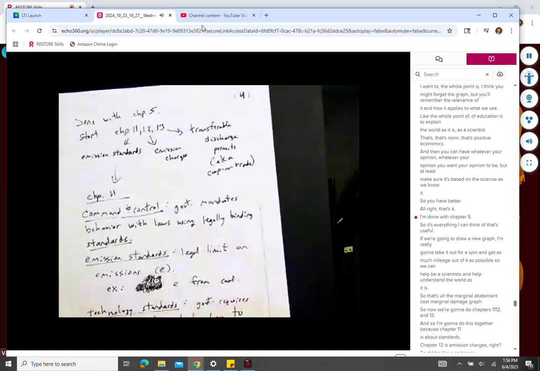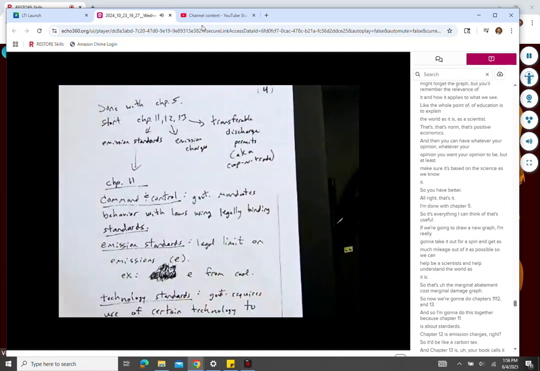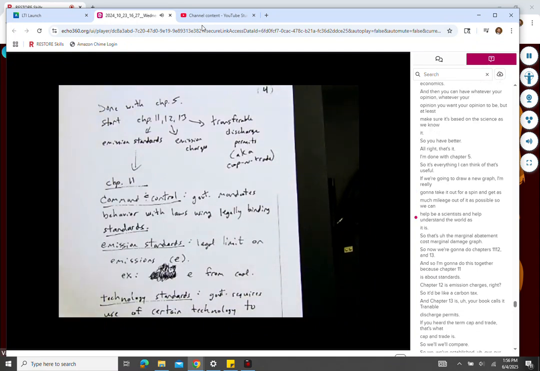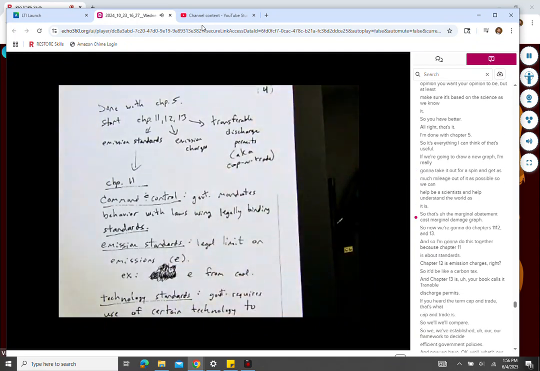All right, so that's it. I'm done with chapter 5. So it's everything I can think of that's useful. If we're going to draw a new graph, I'm really going to take it out for a spin and get as much mileage out of it as possible, so we can help be scientists and help understand the world as it is. So that's the marginal abatement cost, marginal damage graph.